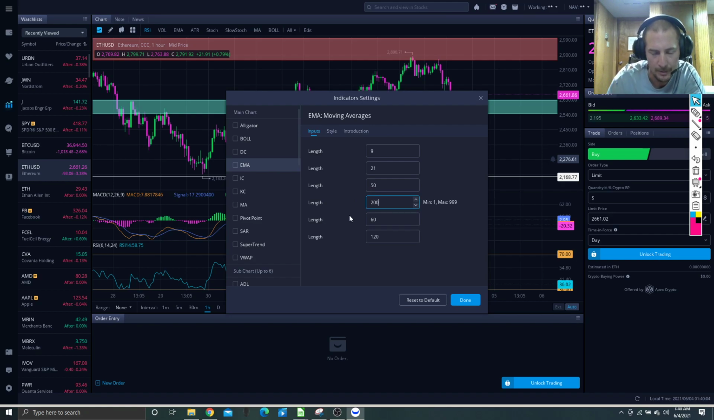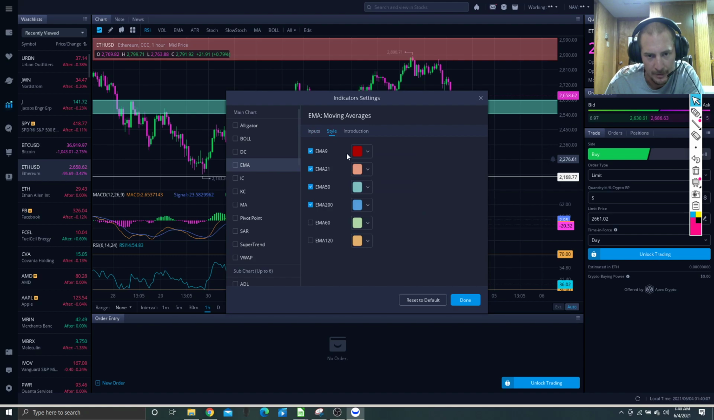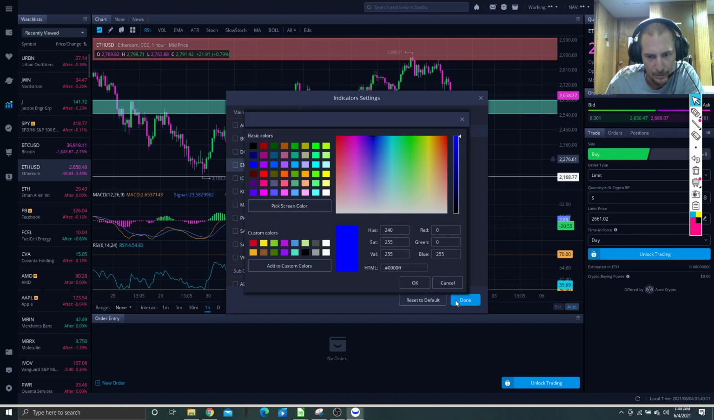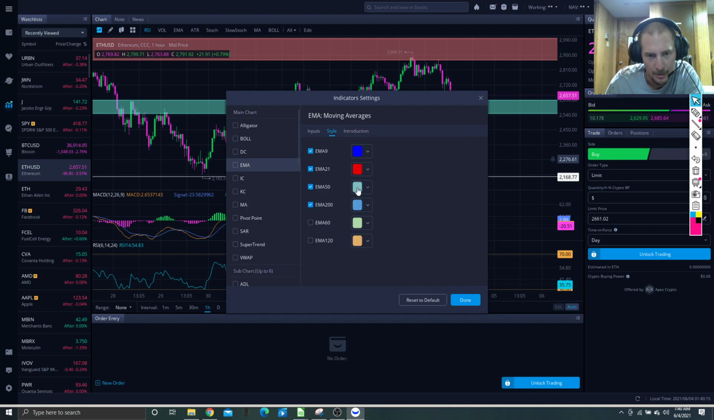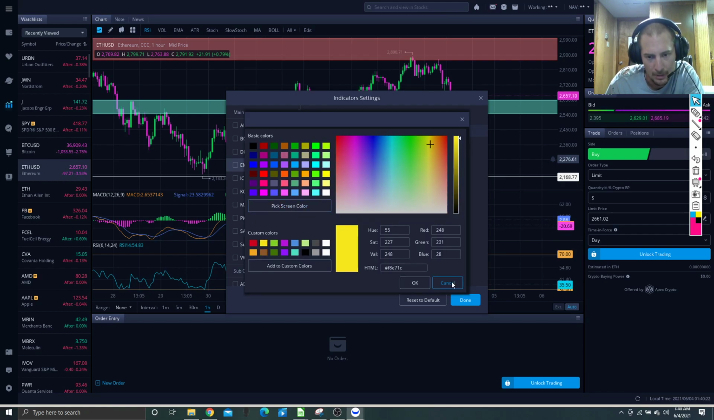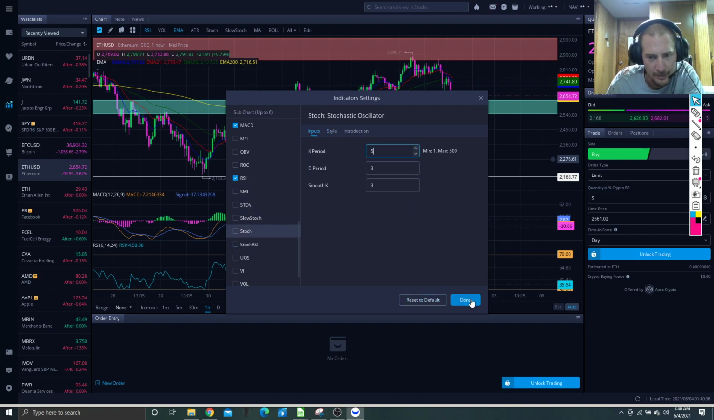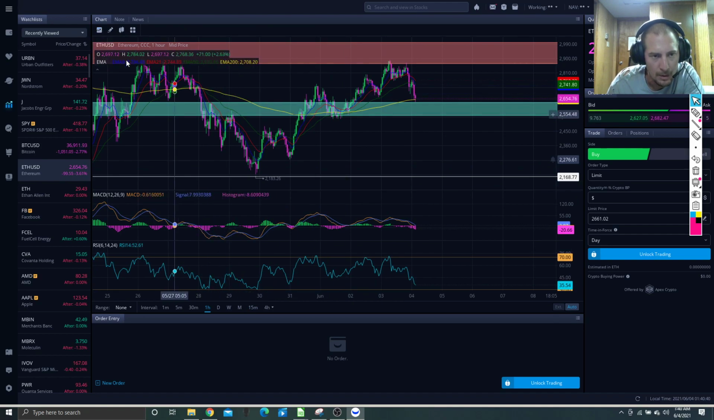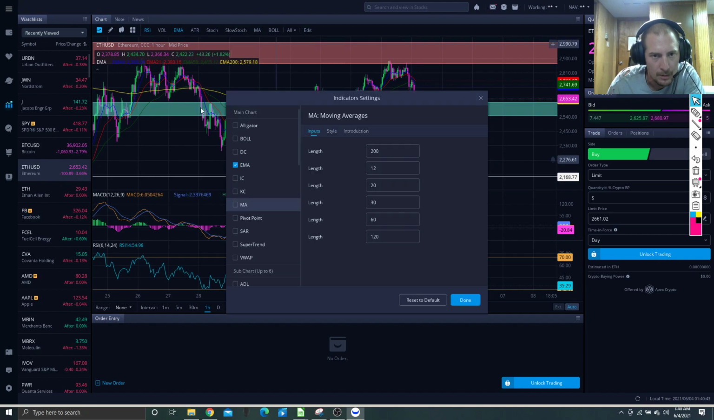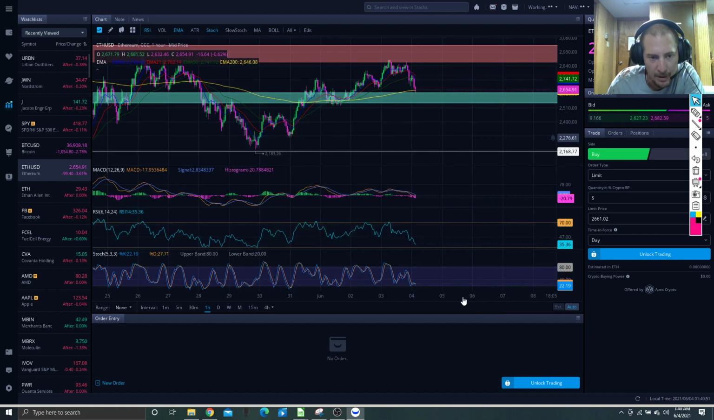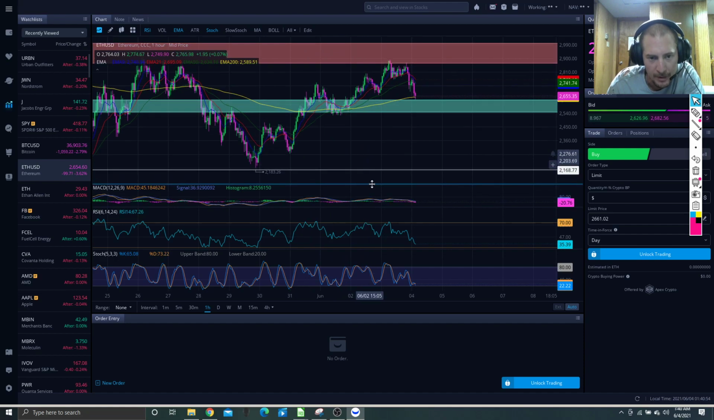50 and 200. Style 9, 21, 50, 200. Blue. Make this one red. This one green. And then we'll make this one gold. Sorry, that's unfortunate. So there's our EMAs. MACD and RSI is already on the chart, so let's put our stochastic back. Style 5, 3, 3, done. Okay. Stochastic 5, 3, 3, back. Alright, now let me just resize this one more time. Hopefully that won't happen again.